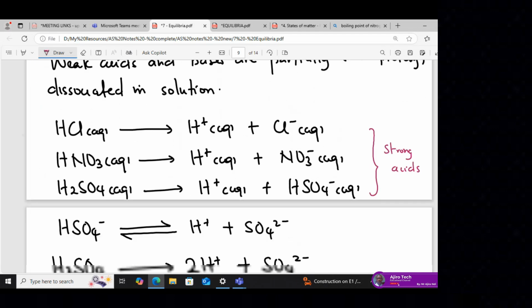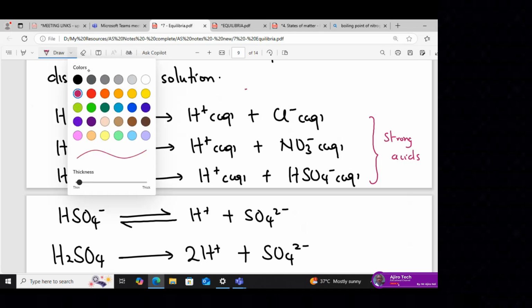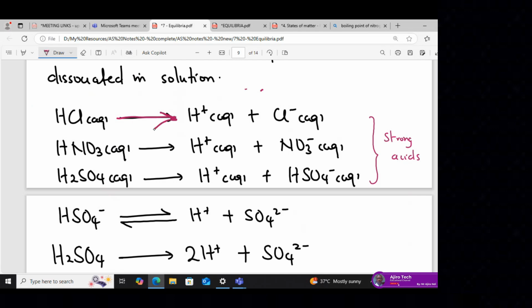So this guy, look at them. HCl, HNO3, H2SO4, they are all strong acid. Do you agree? Why? From the equation, what can you say that will show that they undergo complete dissociation? Tamuda, are you there? Yes, sir. The arrow is not reversible. The arrow is one way. That means it is complete.